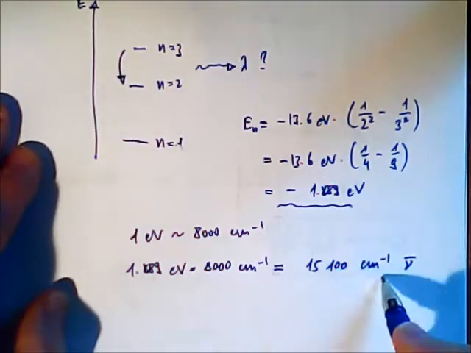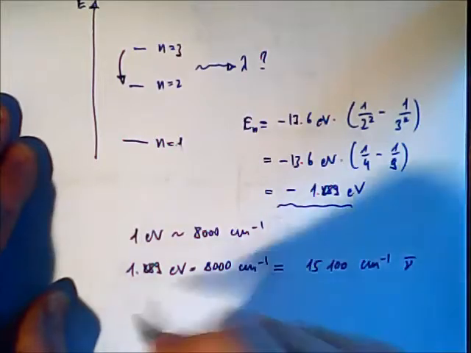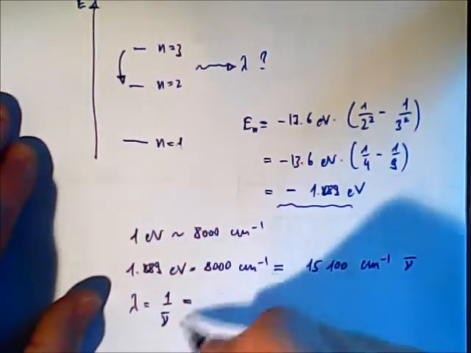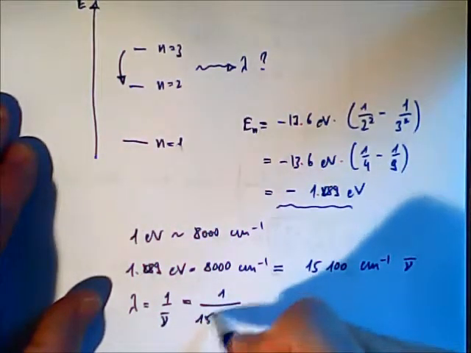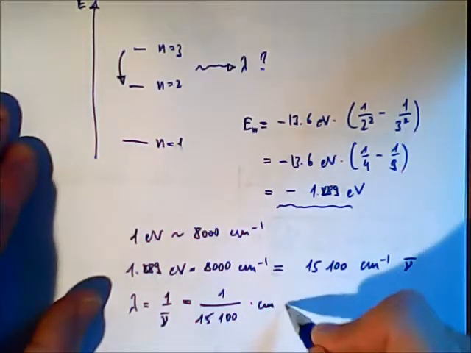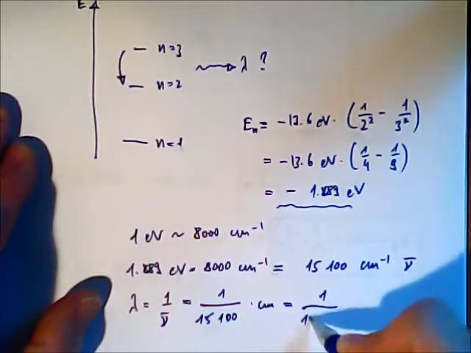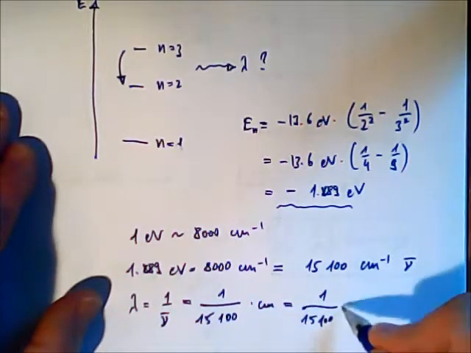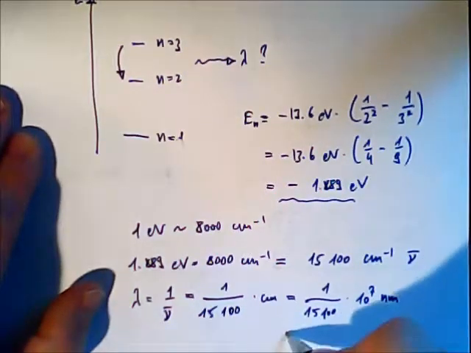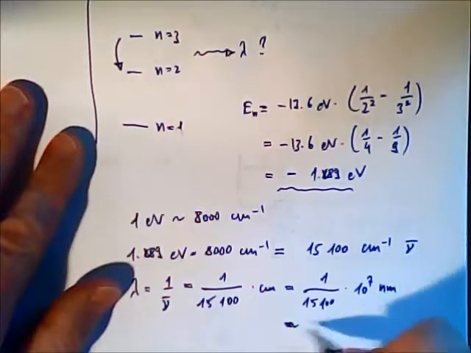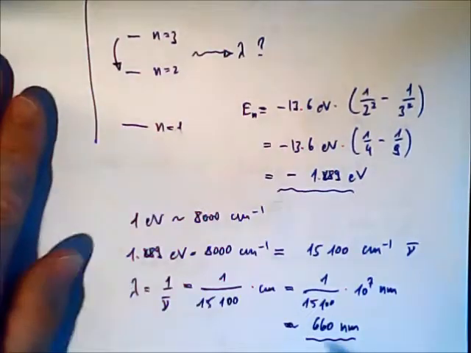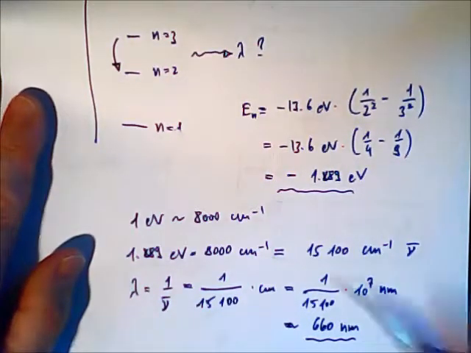And the wave number is not so nice to imagine. We want to have the wavelength, so we know lambda is the reciprocal of the wave number, but in nanometers. So that means 1 divided by 15,100 centimeter, and centimeter we should replace with nanometer. 1 centimeter is 10 power 7 nanometer. And if you check this out, you will get about 660 nanometer as the wavelength. So this is the visible region.